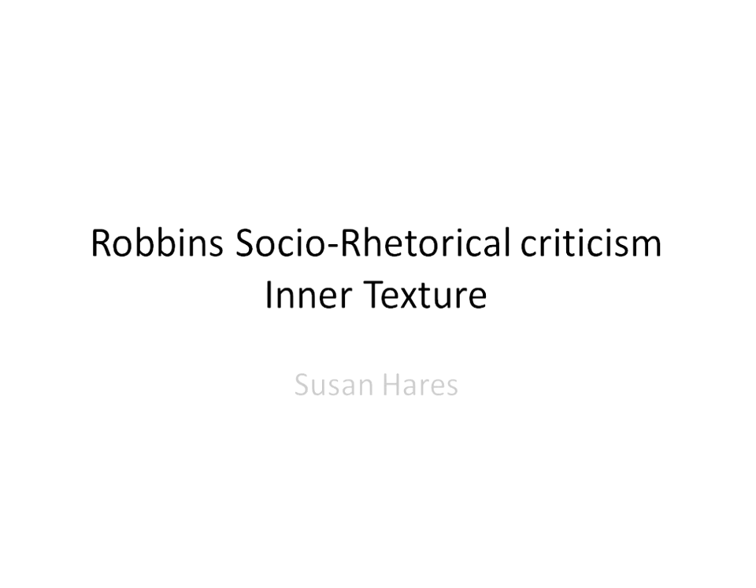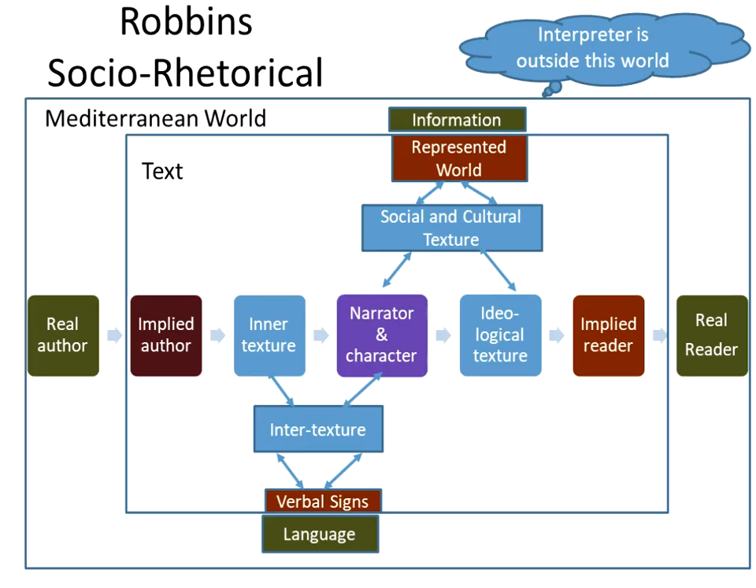We're going to look at the intertexture. Robbins' socio-rhetorical world looks at the text in a unique way. It looks at the implied author. It looks at the implied reader. It looks at the represented world, and it looks at the verbal signs, the language.